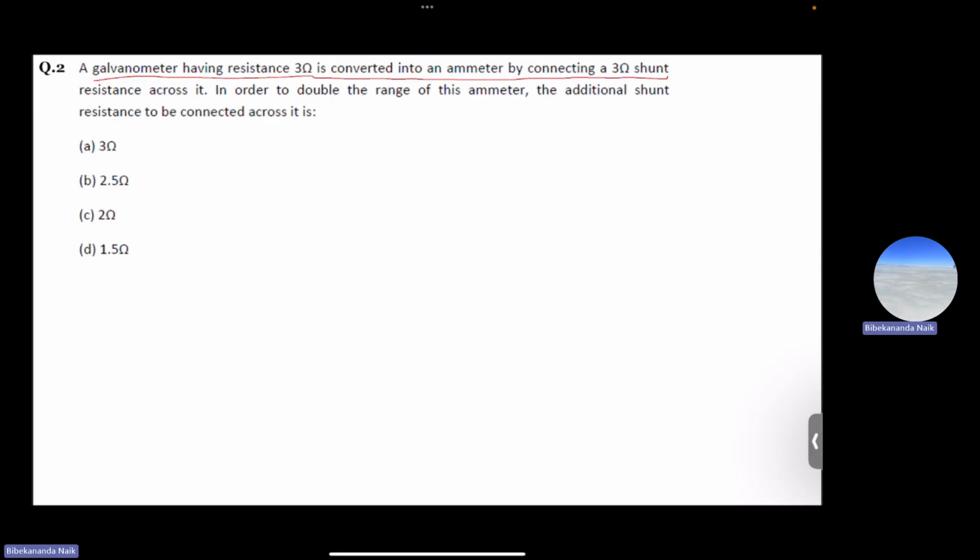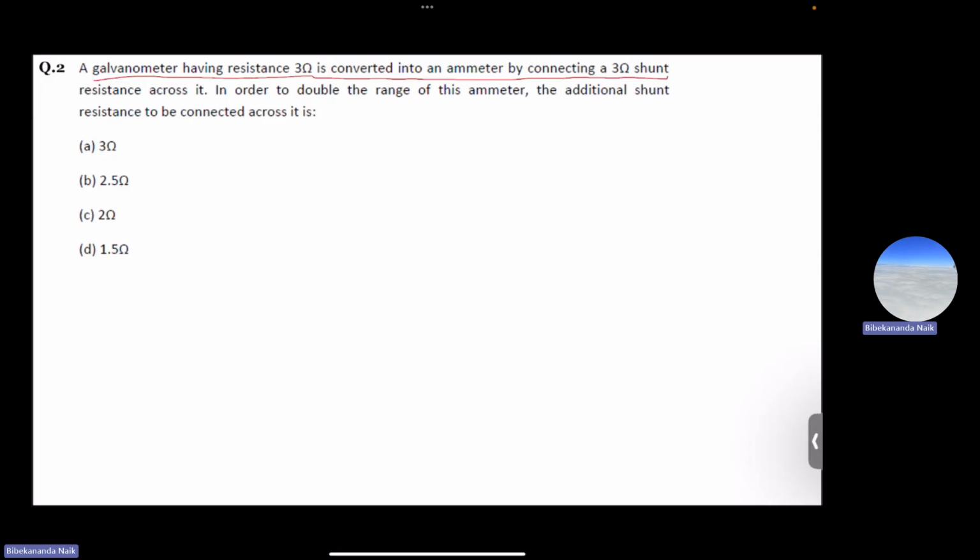We need the current to flow twice that of the initial case. Then what will be the change? We need to connect an additional shunt to the circuit. So the additional shunt needs to be connected, and we need to find out the value of that shunt. So these are the four options: 3 ohm, 2.5 ohm, 2 ohm, and 1.5 ohm.